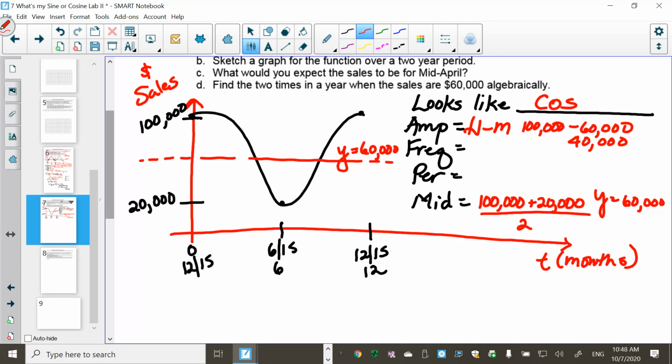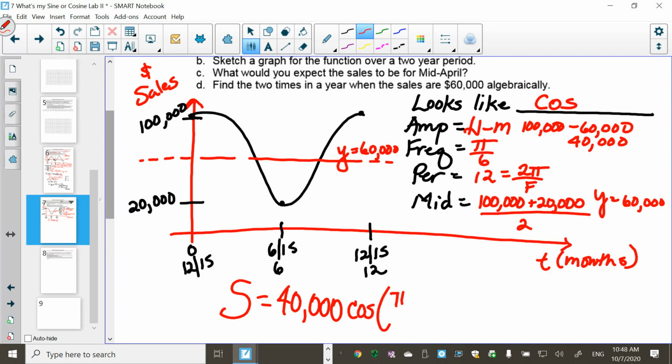Then it's a graph, so I'm going to do my period, which is 12 months, very similar to what we just did: 2 pi over my frequency. Flip their places, or cross multiply, if you will. So I know my frequency is pi over 6. So my sales are going to be my amplitude, 40,000 cosine pi over 6t plus 60,000.